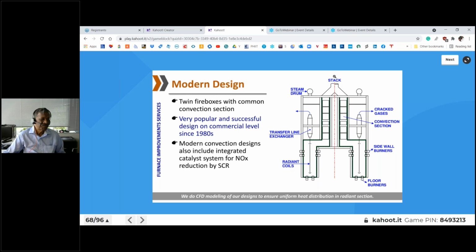So this is a furnace design which has been popular for the last 50 years, I would say. Most of the furnaces are built like that, whether they are 50,000 tons per annum or 200,000 tons per annum. And it is kind of modularized. There are different firing patterns. People earlier used to install sidewall burners, but the trend has gone more towards floor burners now. And modern designs even have SCR built into the convection section for NOx reduction.